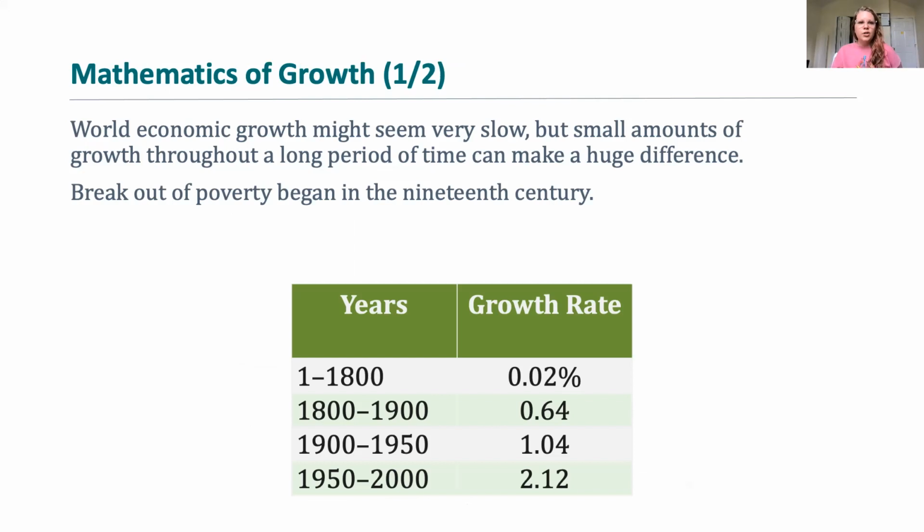World economic growth might seem slow overall, but small amounts of growth over a long period of time really make a huge difference. The difference between 0 and 1% might seem really trivial, but when measured in tens of thousands of dollars, that economic growth is really historically unprecedented. So the mathematics of growth show small changes, but really huge differences when that growth is compounded.